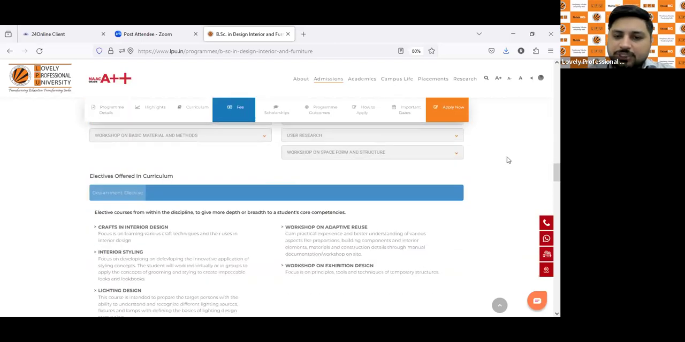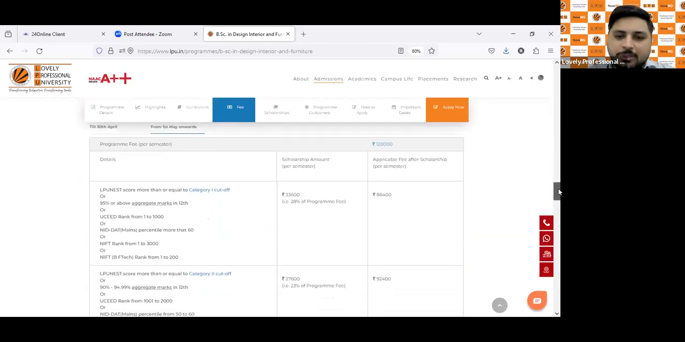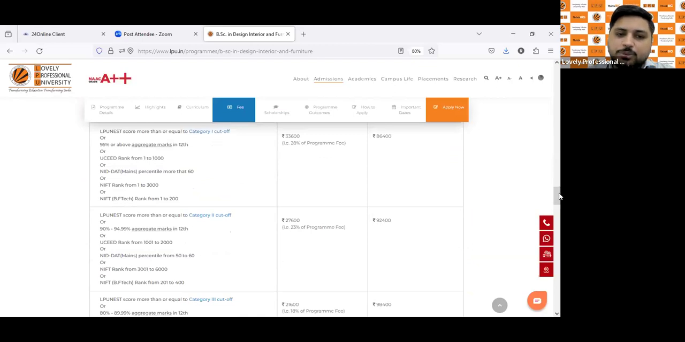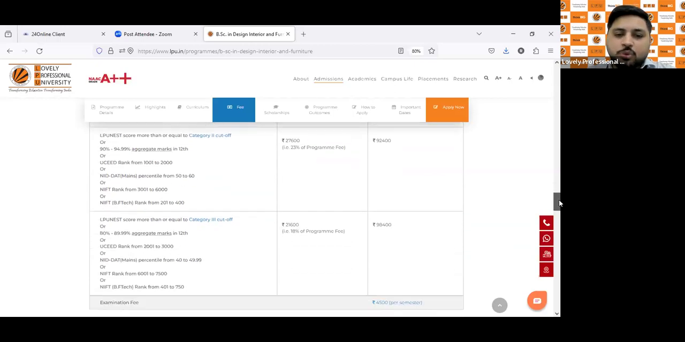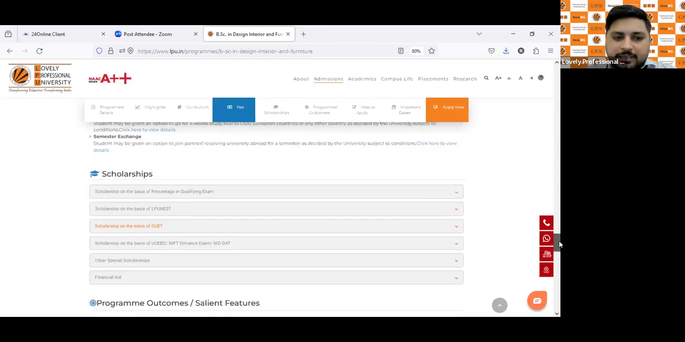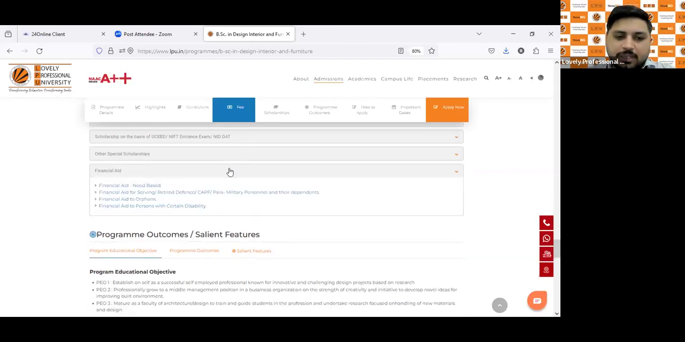If we talk about the fee structure for this particular program, the fee is 1,20,000 per semester. But yes, there are scholarships as well. Three slabs are there. You can get scholarship on the basis of your LPNest exam, on the basis of your percentage in 12th, or if you have given UCEED, NID, NIFT. So you can get up to 33,600 scholarship for this program, and there are other scholarships as well. So financial aid scholarships are also there. Need-based scholarship is there. If you are a ward of defense personnel, in that case also scholarship is there. Financial aid to orphans, financial aid to persons with certain disability.